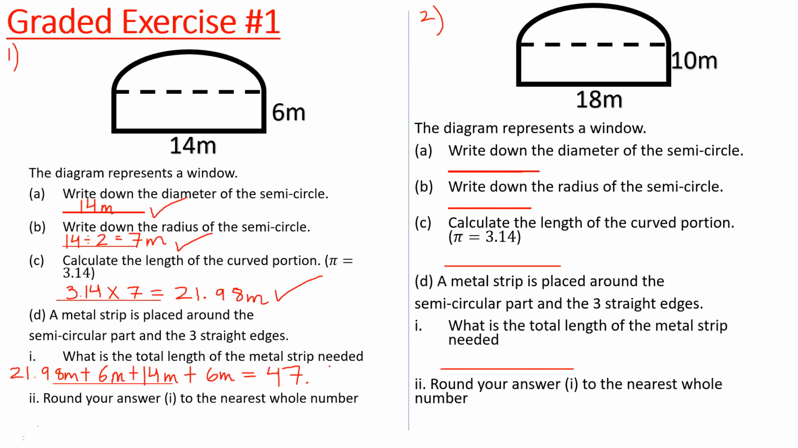47.98 meters. Now, round your answer to the nearest whole number. What do you get when you round it? 48 meters. Very good. How many persons got all right for the first one? Very good. I only see a few persons sending in their work. Where's the rest of the persons?